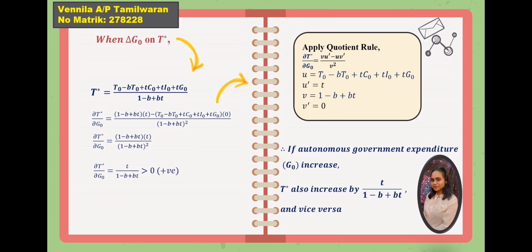As you all can see here, we can cancel out the 1 minus B plus BT with 1 minus B plus BT square. And in the end, we will get delta T star over delta G null equals T over 1 minus B plus BT, which is greater than 0. It means positive. So in a nutshell, we can conclude if autonomous government expenditure, which is G null, increases, T star also increases by T over 1 minus B plus BT, and vice versa.